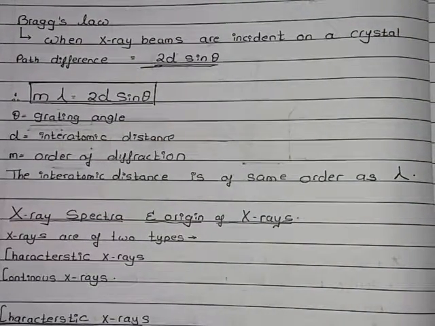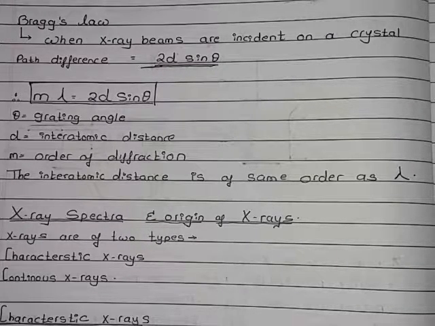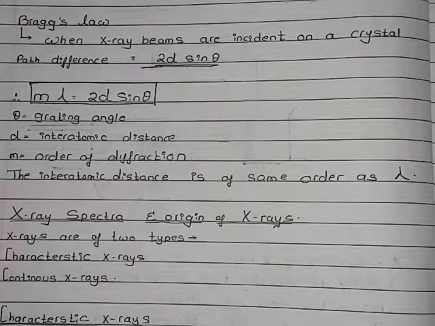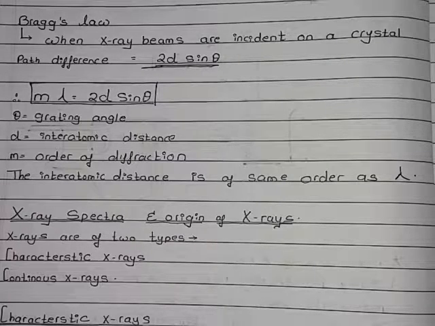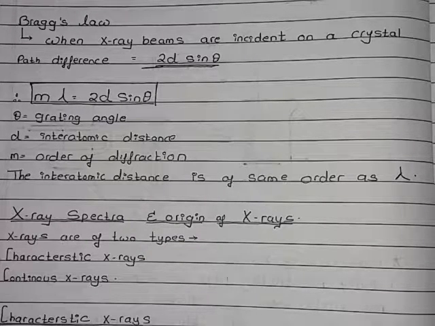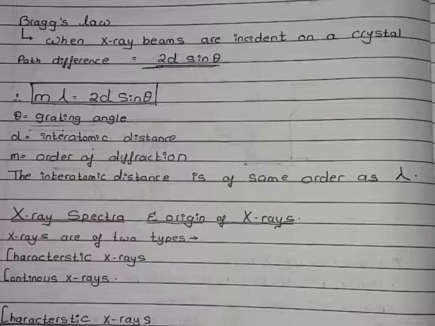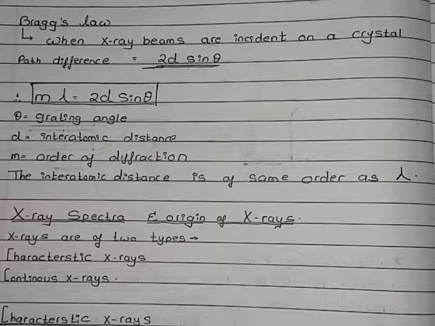And now we have Bragg's law with us. What does this say? That when X-ray beams are incident on a crystal, the path difference is 2d sine theta, where theta is the angle of incidence, and m is the order of diffraction: m lambda equals 2d sine theta. Theta is the glancing angle. D is the interatomic distance, which should be given in any question. M is the order of diffraction. And the interatomic distance is of the same order as lambda. That means if lambda is in angstroms, then d is also in angstroms. That's it.